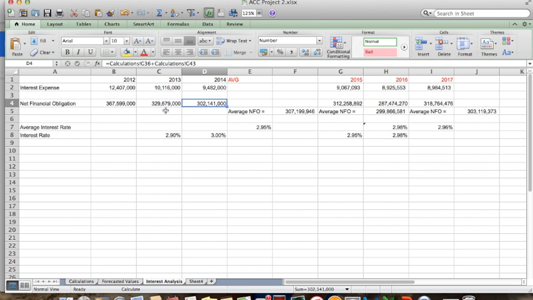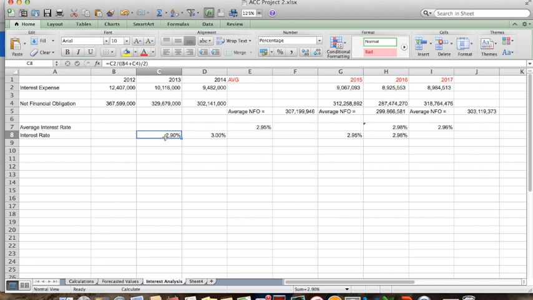Once you have found the net financial obligation, you need to find the interest rate. And the interest rate is found by taking the current year's interest expense, dividing that by the average of the previous year and the current year's net financial obligation. So as you can see in the bar, we have the interest expense for 2013 divided by the average net financial obligation found here and here, dividing that number by 2, and you get 2.9%.